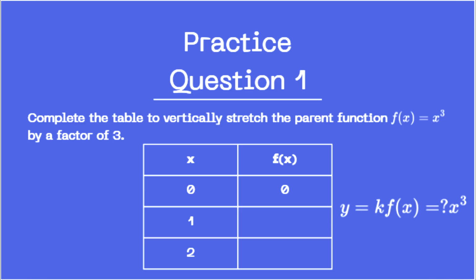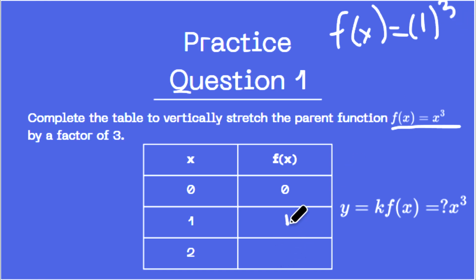Complete the table to vertically stretch the parent function f of x is equal to x cubed by a factor of 3. So try to do this on your own, and then we'll work through it together. Pause the video. So we're just going to complete this. We know that when x is 0, f of x is 0. Here's our formula that we're dealing with, and that makes sense because if x is 0, 0 times 0 times 0 is still 0. So let's solve for 1. If we have f of x is equal to our new x value, which is 1 cubed, 1 times 1 times 1 is 1.